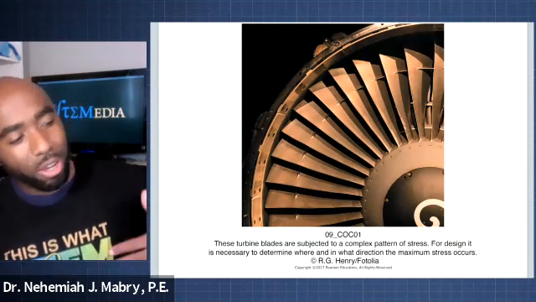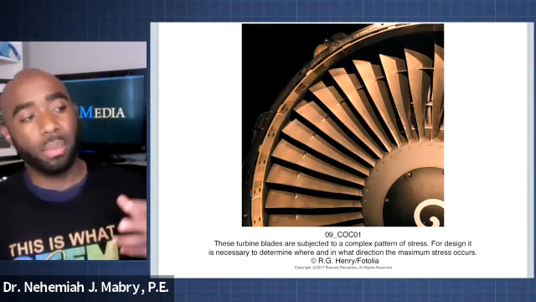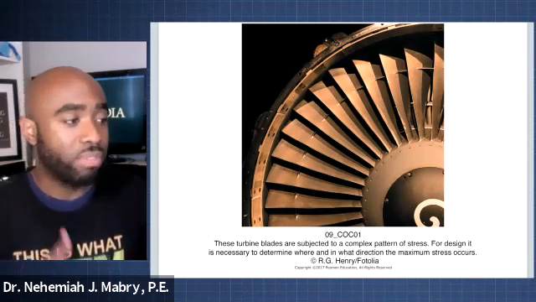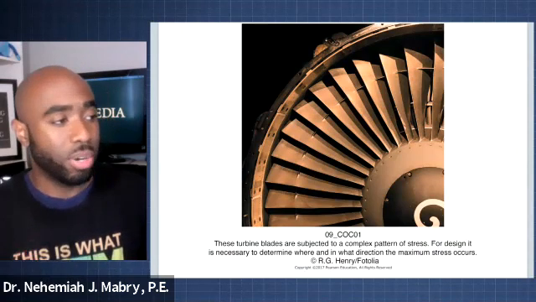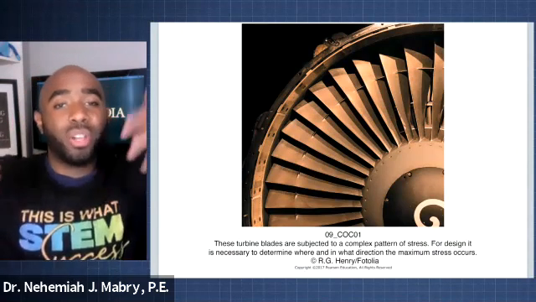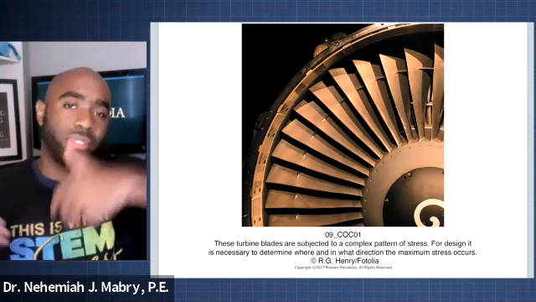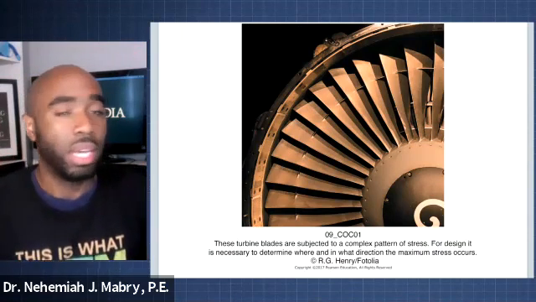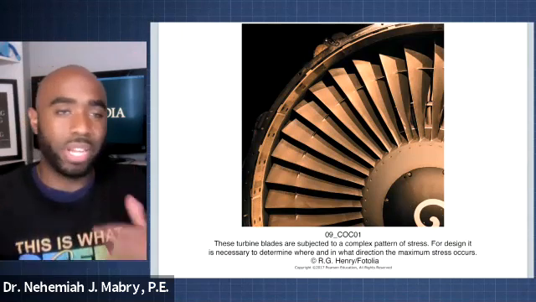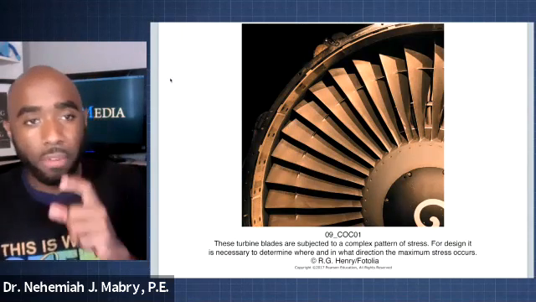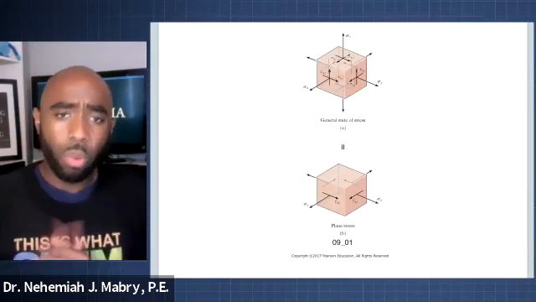These things are at angles. You've got wind, you've got the mechanical stresses that have been applied. You have so many different things that these blades are experiencing. And when these stresses occur, they happen at various angles, from every which way, in different directions.